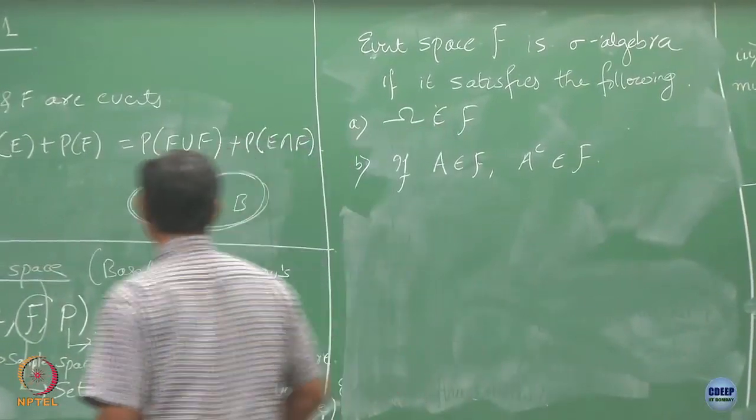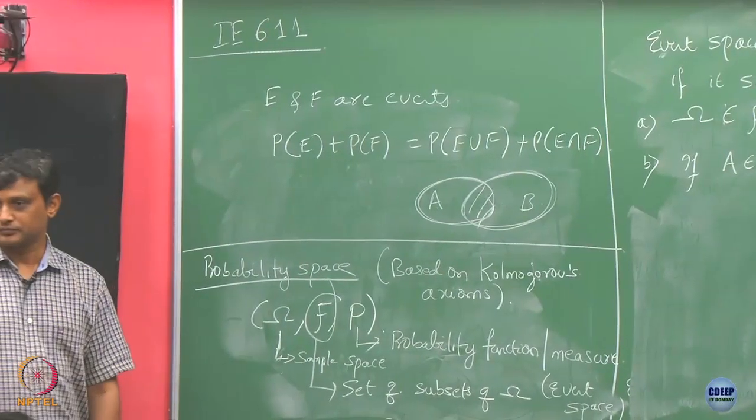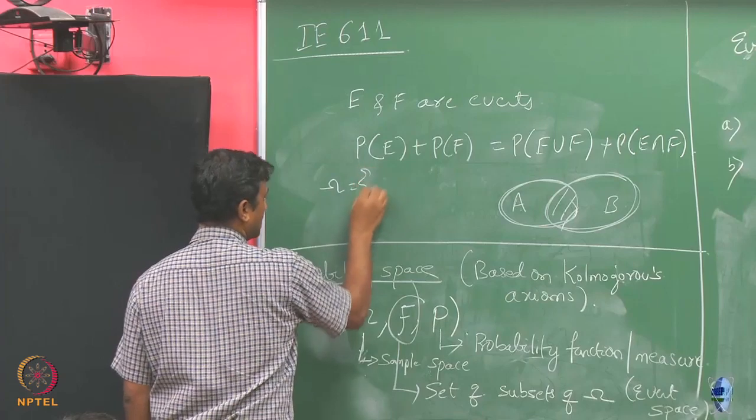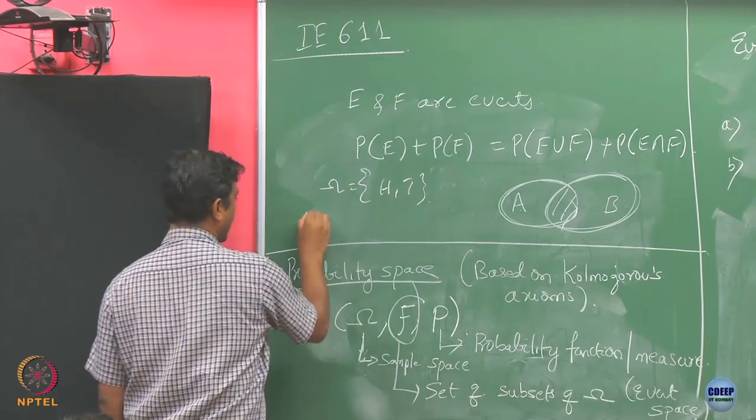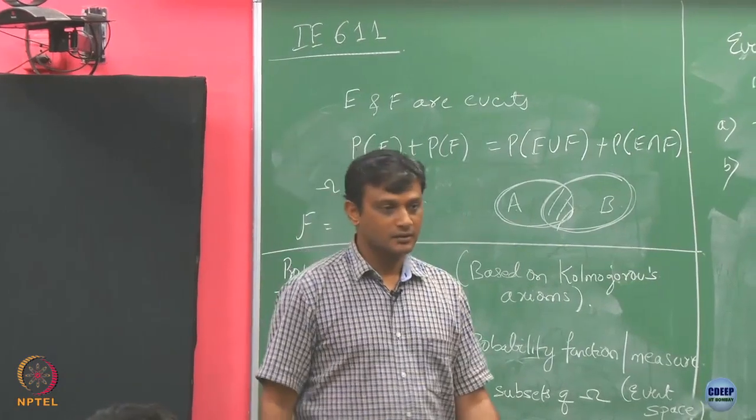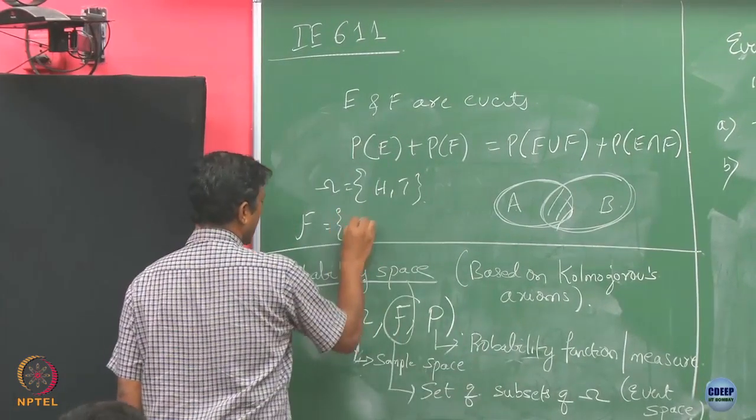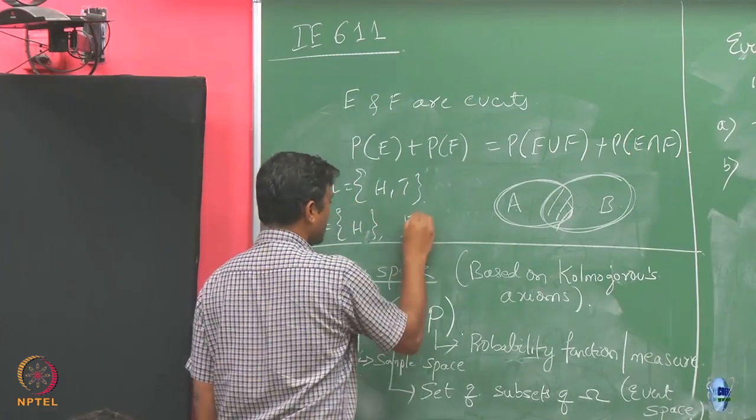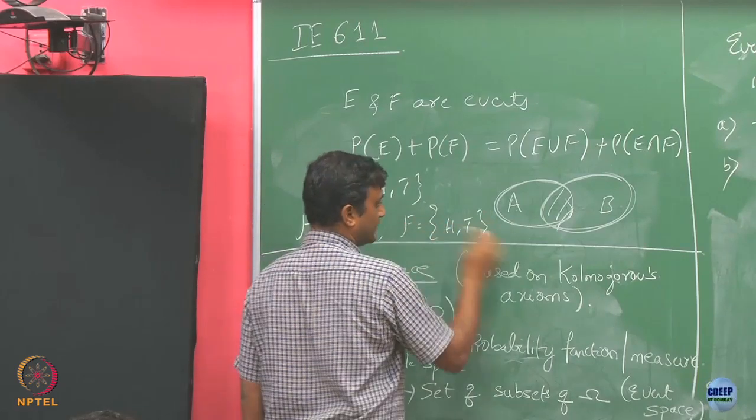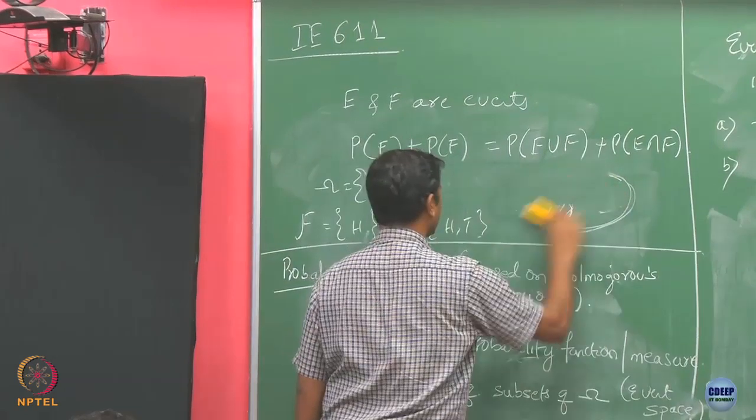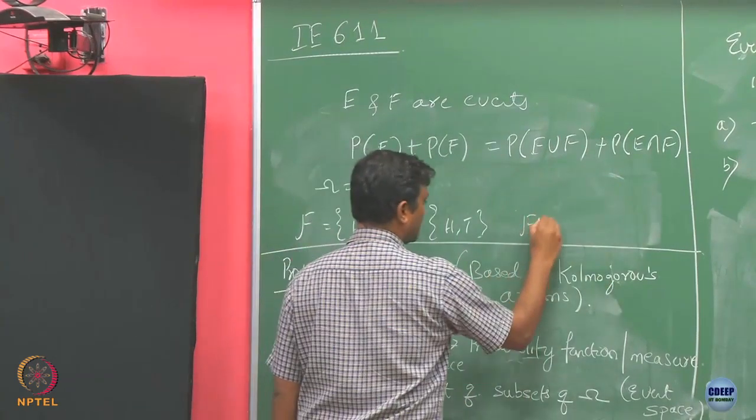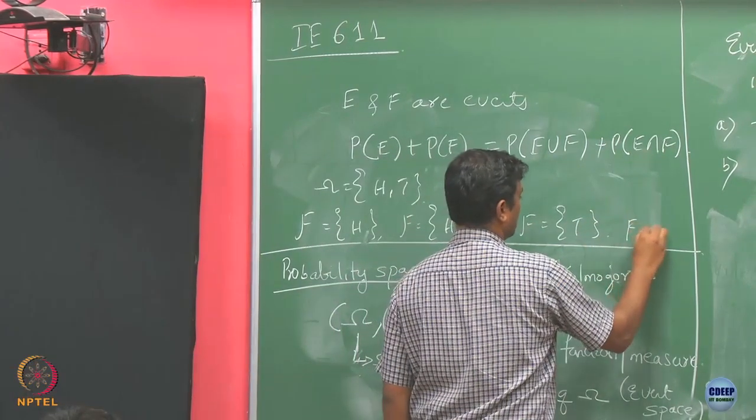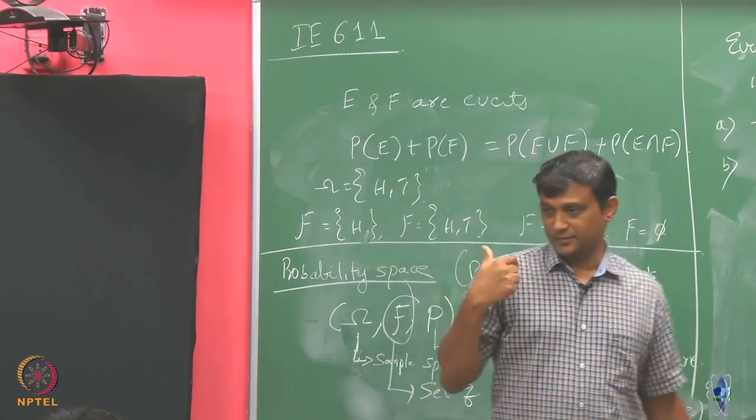So, okay, before I write this, maybe an example is good here. Let's take our trivial thing, omega equals H and T. What could be an event space? It could be simply H, that's it. Only an element, or F could be H and T itself, with both the elements, or maybe just F equals T, or it could be the null set. Anything is possible, right? That's what I am saying.